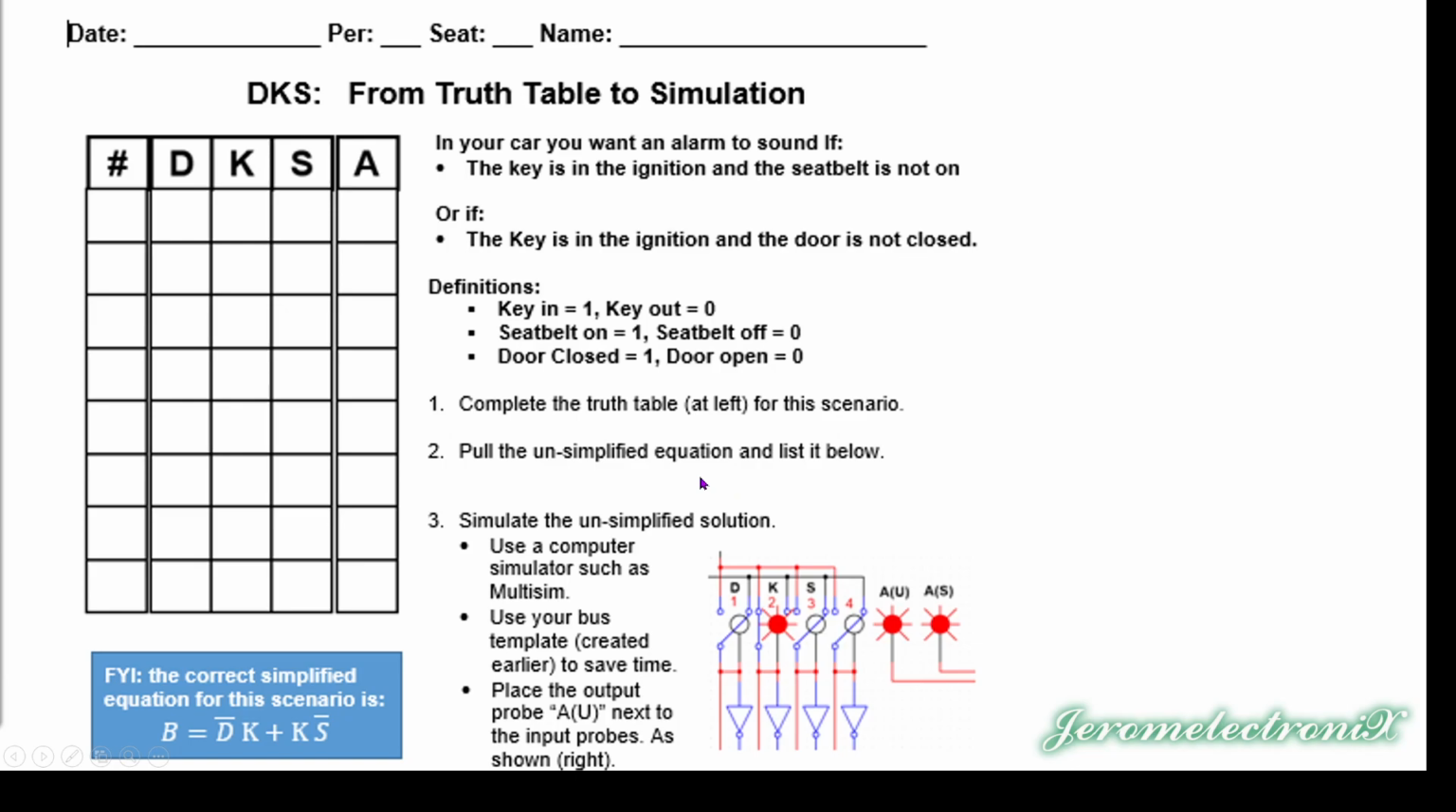Then you're going to go to the simulator. You're going to use the computer simulator like Multisim. You're going to pull up the bus template that you've already created earlier. And you're going to place the output probe, A, next to the input probes here. And this is for the unsimplified result. Over here, you're going to put another probe in a completely different circuit where you're going to wire up the simplified version. And see if you can do that without my help. Okay. So there's your assignment. Work on it.